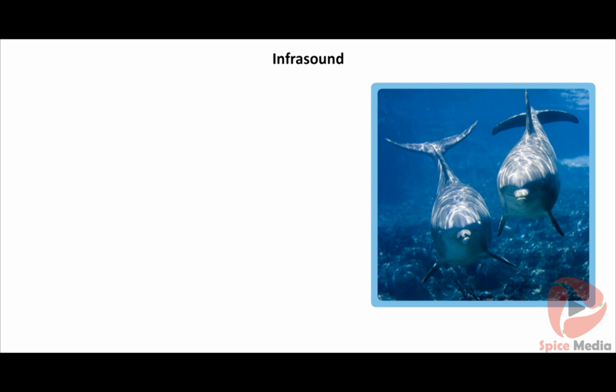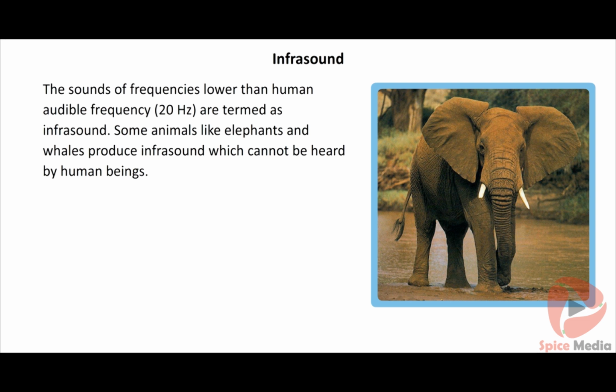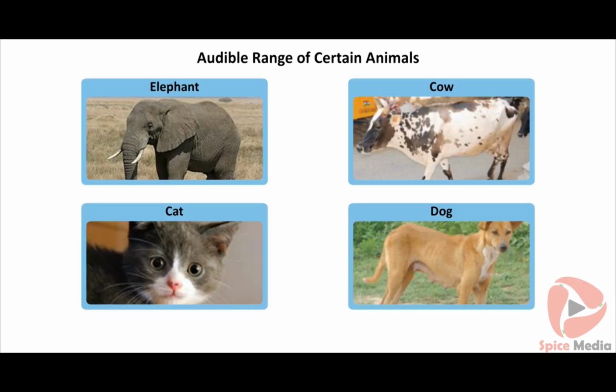Now we are going to learn about infrasound. If the frequency of the sound is less than the audible range, that is 20 Hz, it is called infrasound. Some animals like elephants and whales produce infrasound which cannot be heard by human beings. There are certain animals which can produce and detect ultrasonic and infrasonic frequencies.